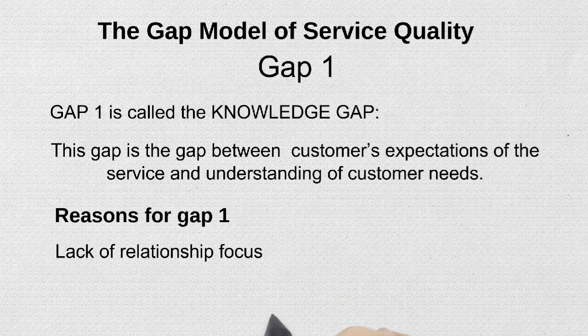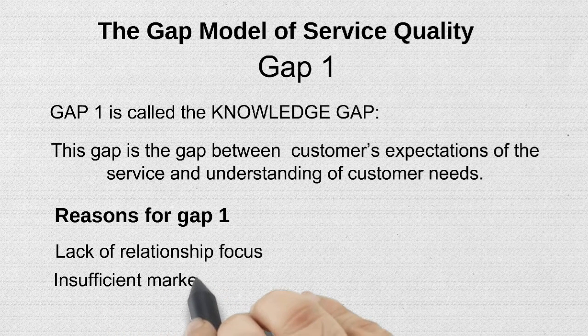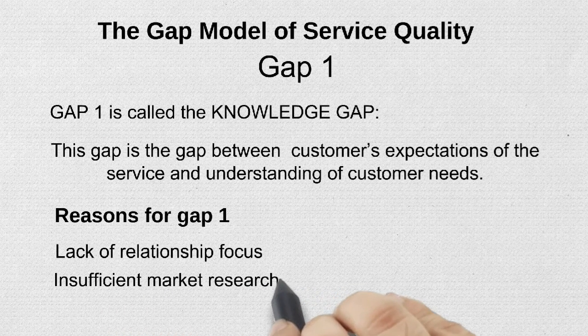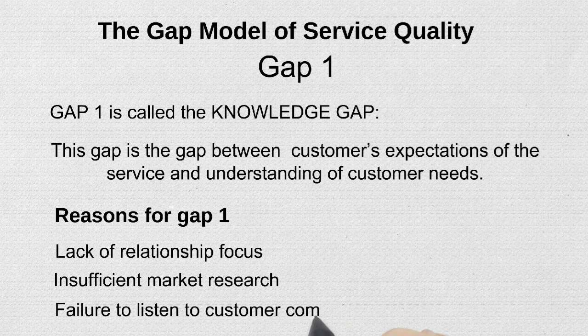Then it's quite possible that the company is not able to do proper market research. So the second point is insufficient market research, because of which gap 1 arises. The third reason may be failure to listen to customer complaints. So these may be the reasons for gap 1, which is a knowledge gap in the gap model.